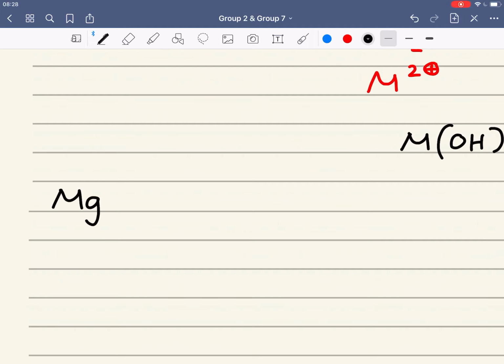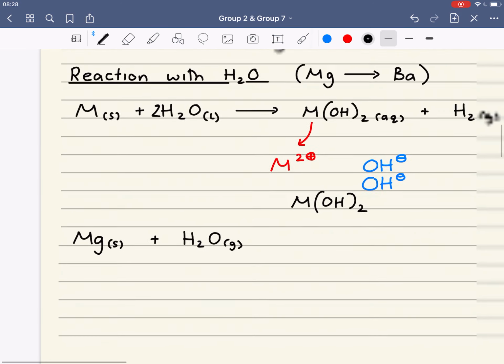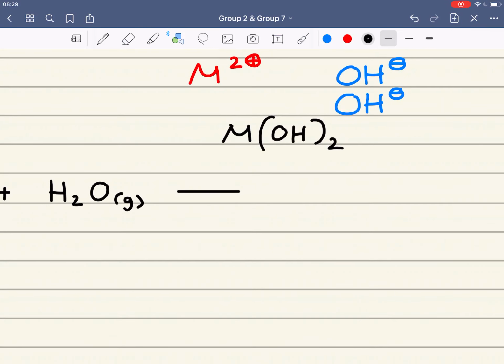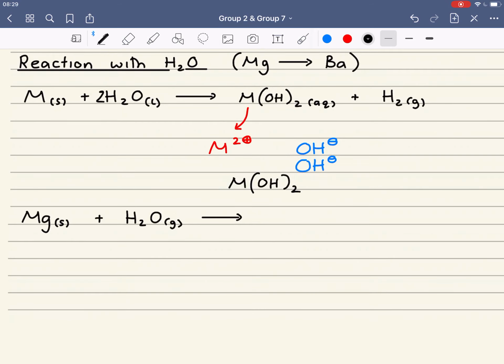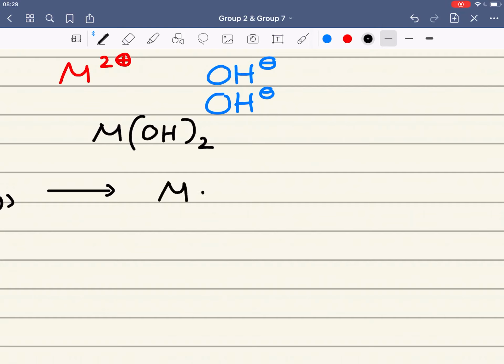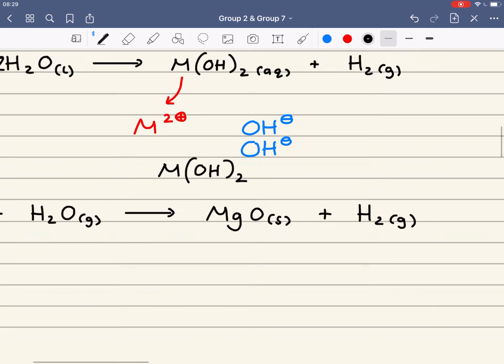Now, the one exception to this rule is the reaction of magnesium. Magnesium can react with steam in quite a vigorous reaction. Magnesium usually reacts with water very, very slowly. It would take a long time to produce any magnesium hydroxide, but it does react readily with steam. But what you need to remember here is it actually reacts to produce something different. It doesn't produce magnesium hydroxide, it now produces solid magnesium oxide and hydrogen gas as well.